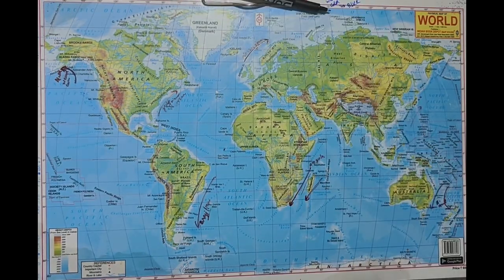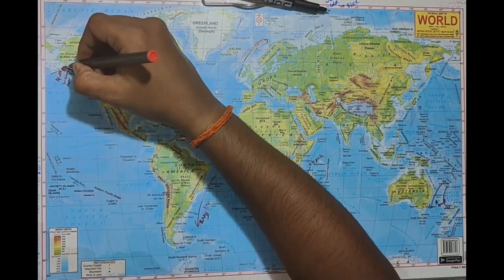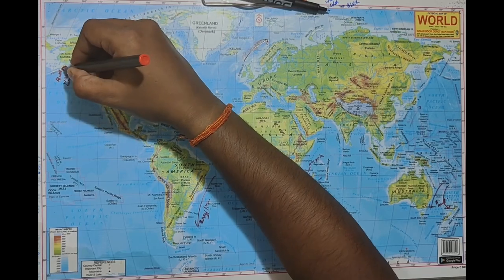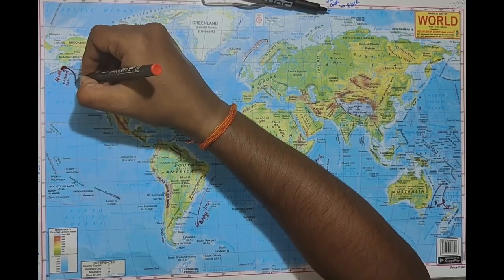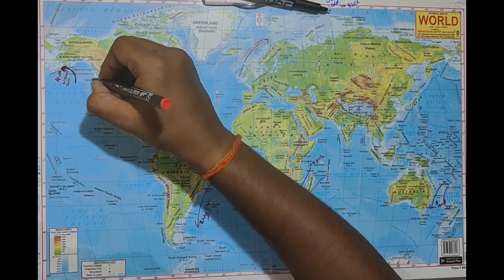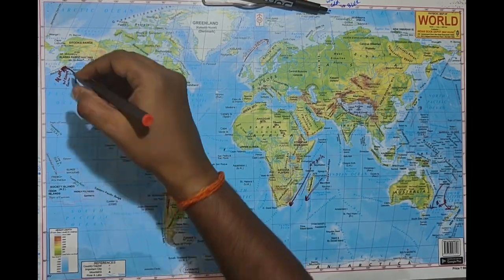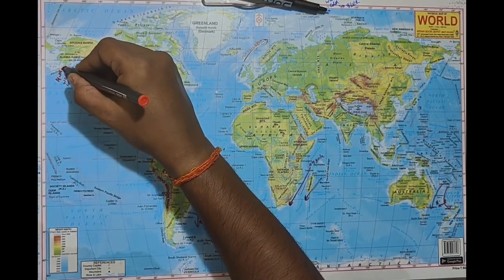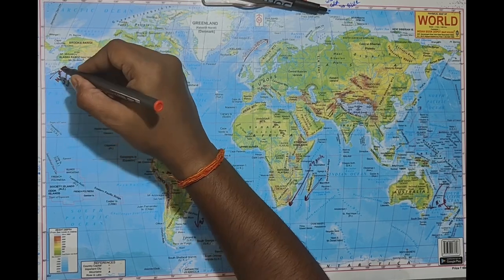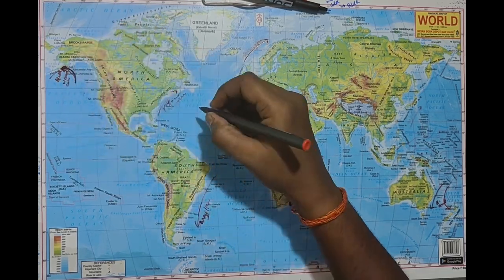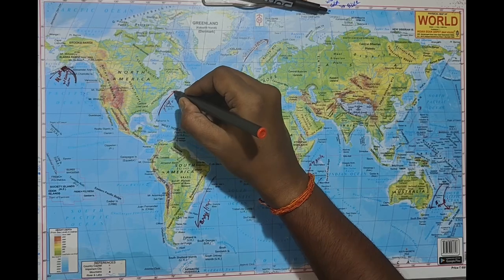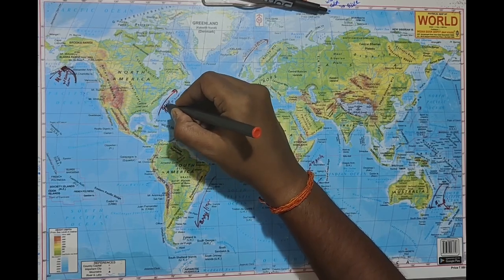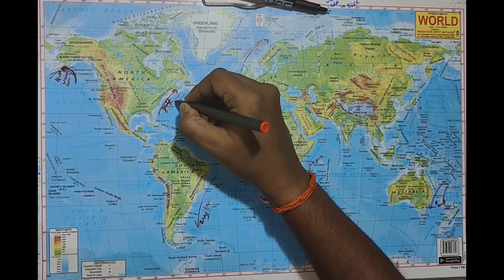See, the first one is the Alaska warm current. Starting with the Alaska warm current, it is here. You can see Vancouver is over here. You can start from here and move straight to the Aleutian Islands. Okay, the second one is the Gulf Stream. The Gulf Stream is over here.